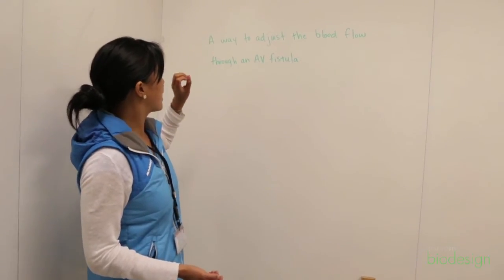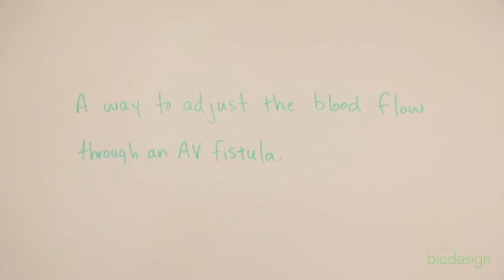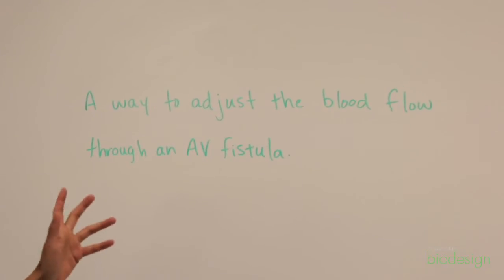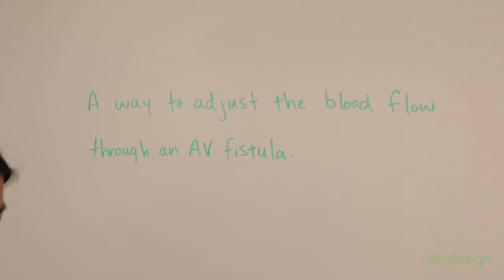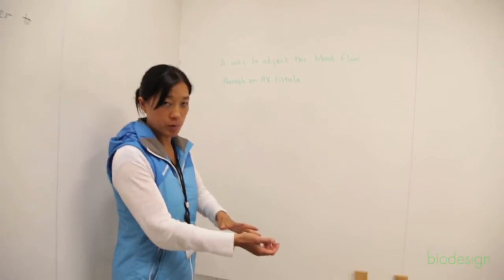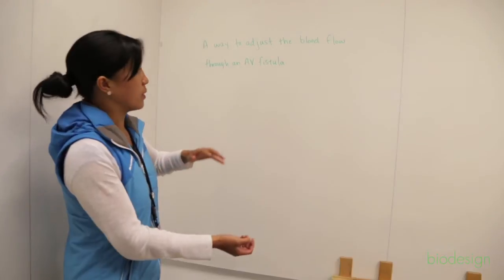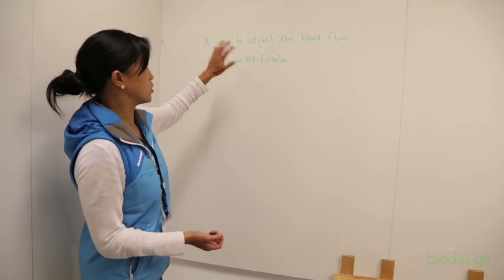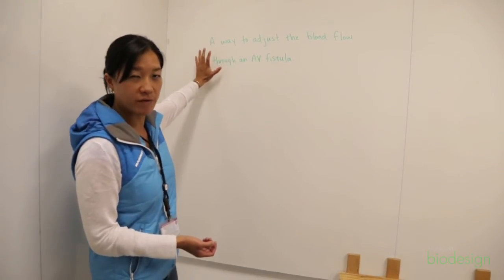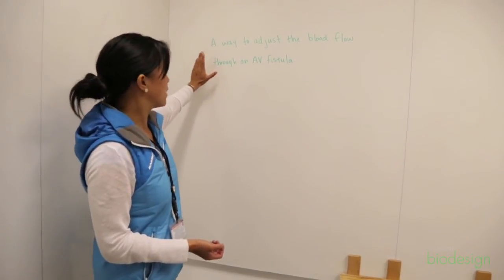The problem is that there's a little bit of solution embedding here, which is that the problem was just that there's steal syndrome going on in their arm, but the solution is to adjust the blood flow. So this need sort of already had a solution embedded.